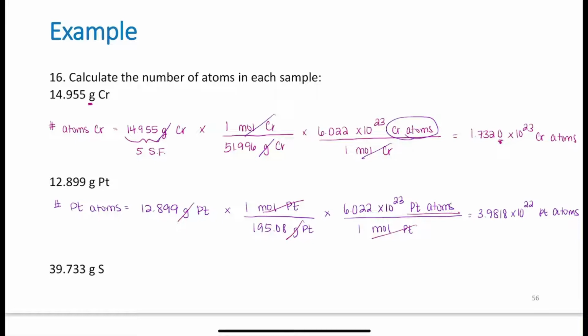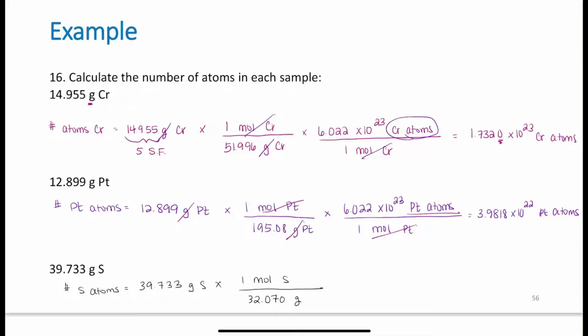And lastly, what about sulfur? I'm starting out with 39.733 grams of sulfur. 1 mole of sulfur, when I look at the table, tells me 32.07. That's the most accurate it's going to be. I need to put a 0 here to keep my sig figs. 32.070 is the actual next measurement for sulfur.